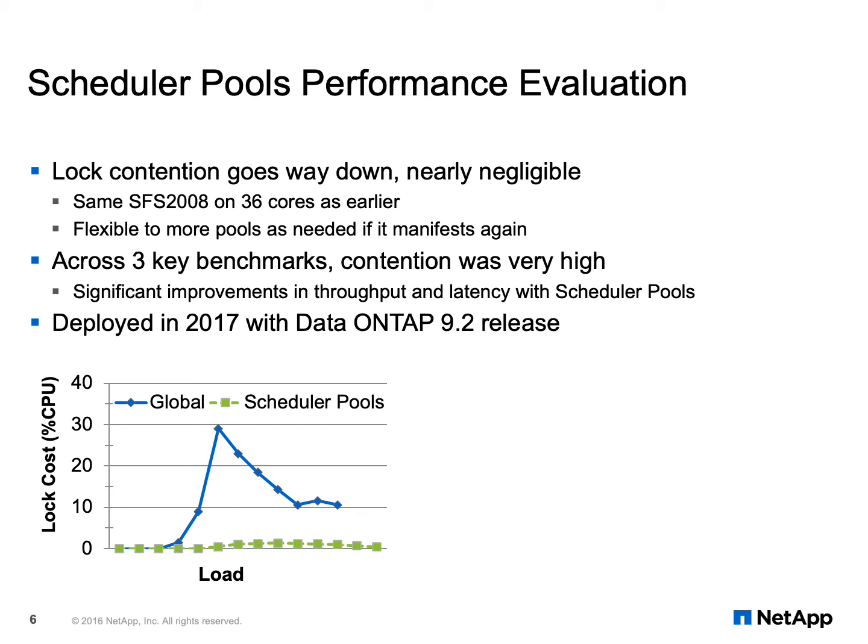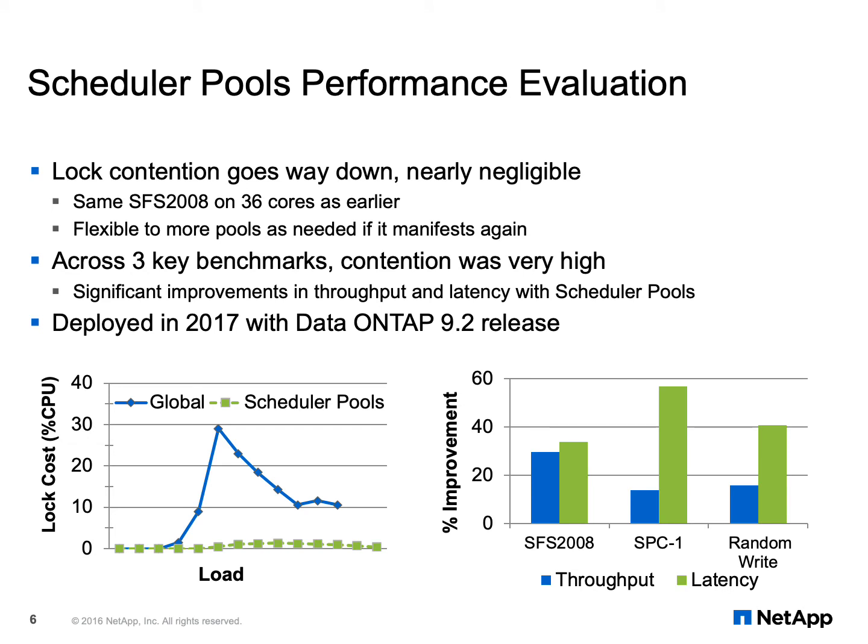To evaluate how this reduced lock contention translates into improved performance, we looked at 3 benchmarks where lock contention was especially high with the global scheduler. We looked at SFS 2008, SPC1, and random write. And just using the scheduler pools architecture on a system with 36 cores, we were able to significantly improve the throughput and reduce the latency of these 3 benchmarks. So the lock contention was significant in these 3 cases, and eliminating the lock contention successfully improved performance.